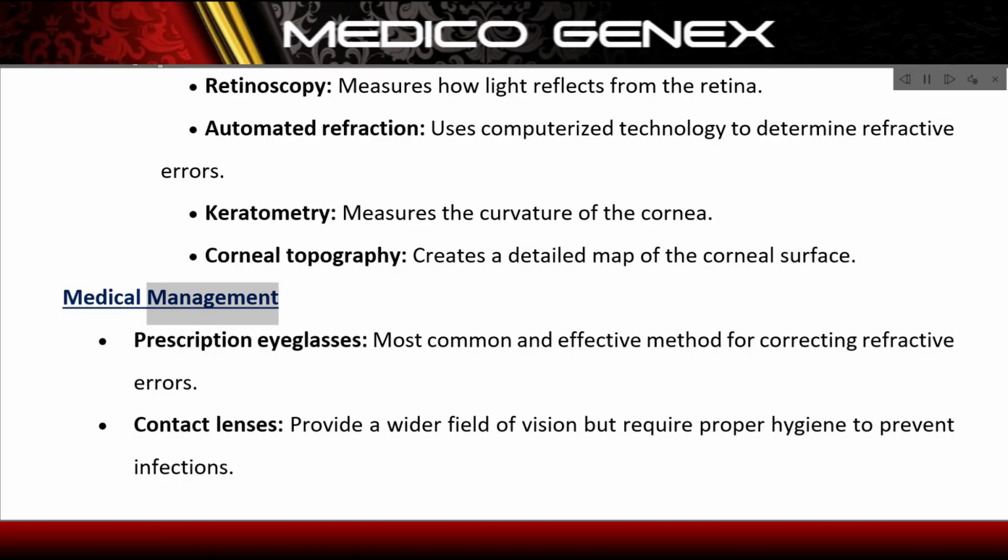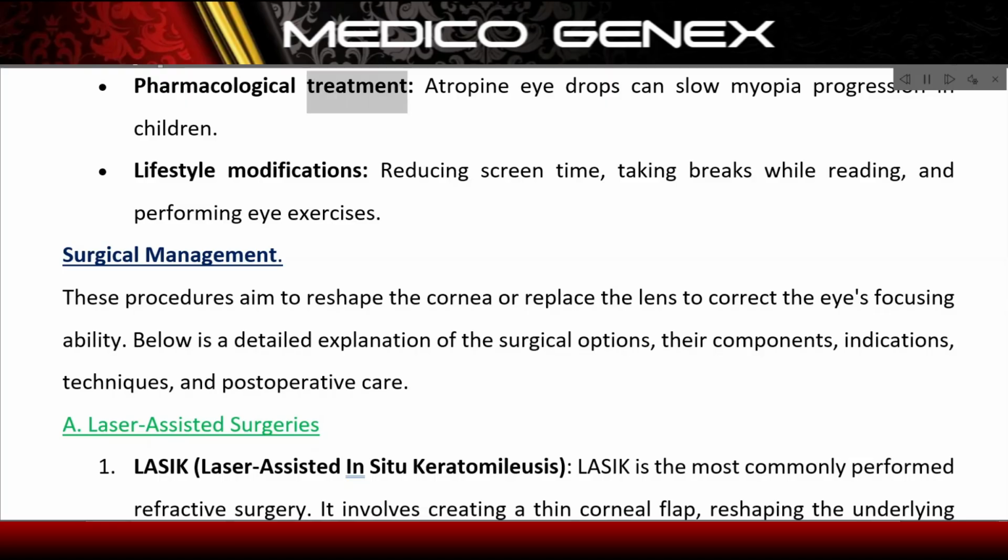Medical management. Prescription eyeglasses, most common and effective method for correcting refractive errors. Contact lenses, provide a wider field of vision but require proper hygiene to prevent infections. Pharmacological treatment, atropine eye drops can slow myopia progression in children. Lifestyle modifications, reducing screen time, taking breaks while reading, and performing eye exercises.